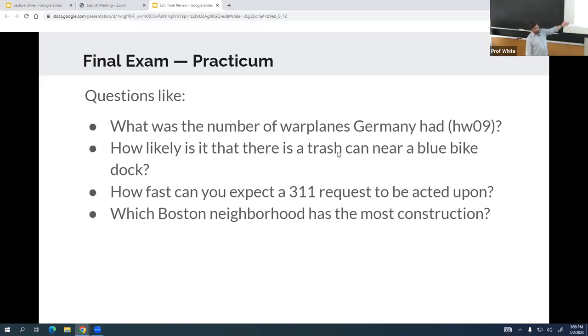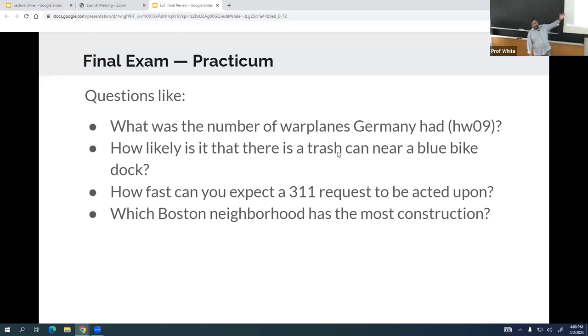Another one is 311 requests. Y'all know what 311 is? We talked about that in here. Does anybody know what 311 is? Okay. So 311 is non-emergency city services. Like, you see a pothole, you call 311 and say, there's a pothole here, please fix. Or a street light is out. There's an app, there's a phone number, et cetera. But it's very city-based, so Boston has one. There are thousands of them.